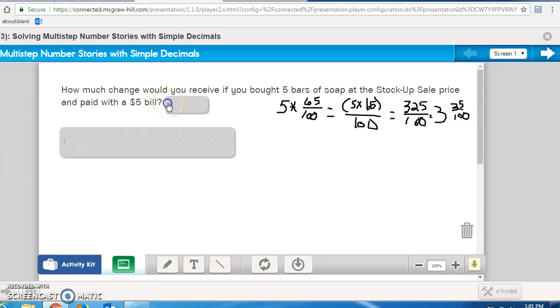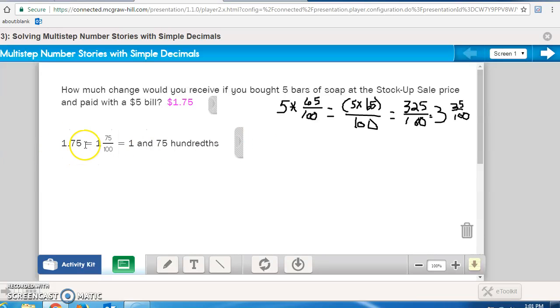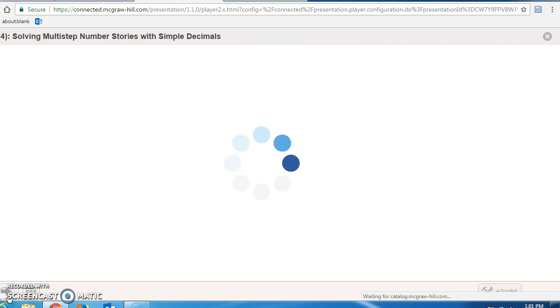So if I paid that with a $5 bill, I'd have $1.75 left over. $5 minus $3.25 will give me $1.75. $1.75 equals 1 whole and 75 hundredths. And notice how I write that. 1 and 75 hundredths.